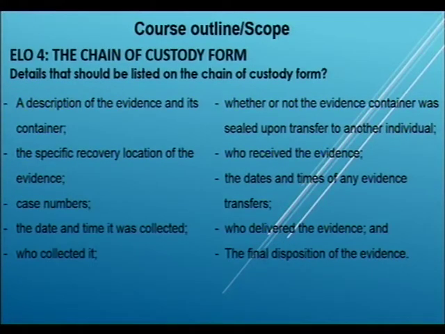The details that should be listed on the chain of custody form: a description of the evidence and its container, the specific recovery location of the evidence, a case number, the date and time it was collected, who collected it, whether or not the evidence container was sealed upon transfer, another individual who received the evidence, the dates and times of evidence transfer, who delivered the evidence, and the final disposition of the evidence.